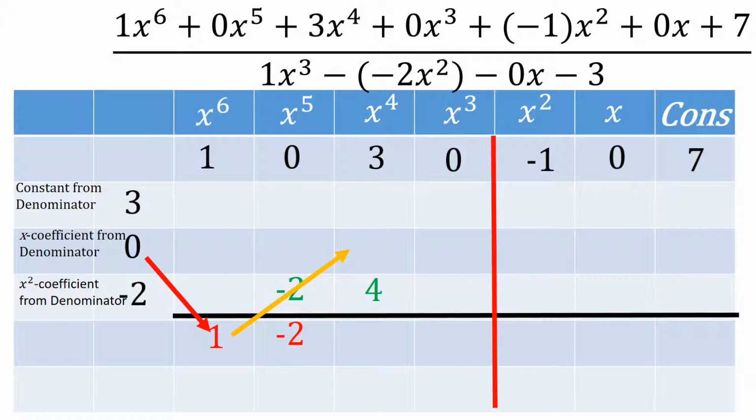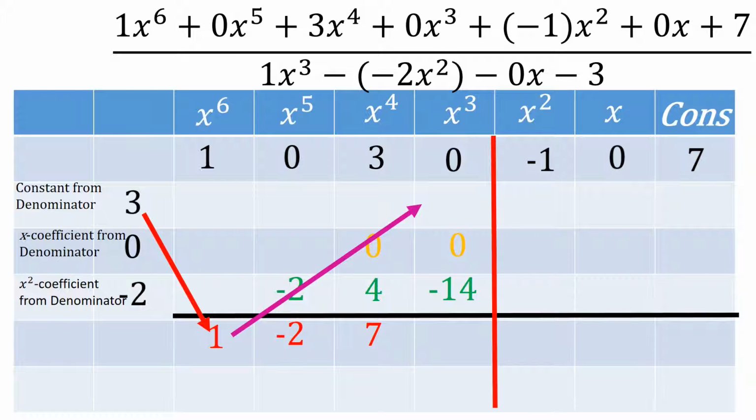And then we take the coefficient of x from the denominator, that's 0, and we multiply that by 1, and we put that in the cell where the yellow arrow is pointing. And 0 times 1, of course, is 0. We now add all of the numbers in the x to the 4th column, and that's 3 plus 0 plus 4, and that becomes 7. Repeating the process again, -2 times 7, the result goes where the green arrow points, and that's -14. 0 times -2, the result goes where the yellow arrow points, and that is 0.